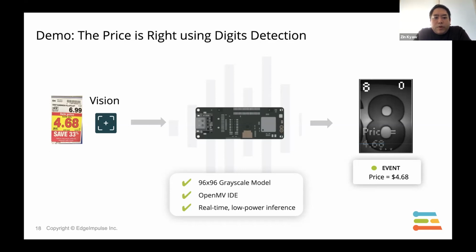We ended up with a 96 by 96 grayscale model. We use the OpenMV IDE to develop and run the code. And of course, we can achieve real-time low-power inferencing with the help of Portenta H7 hardware. So we'll see this in a little bit. I just have a couple more slides.